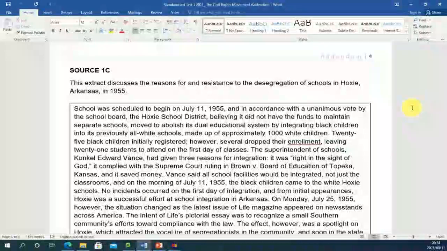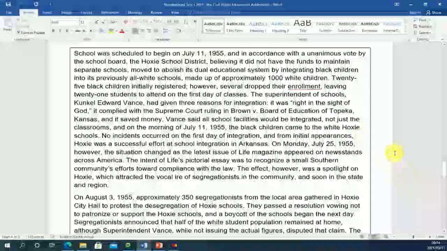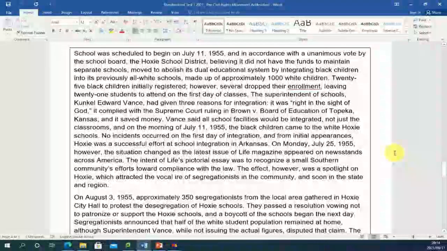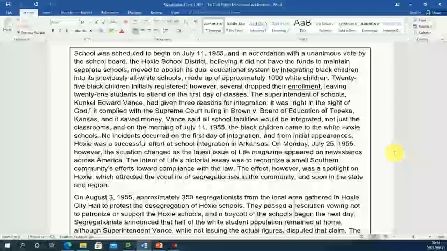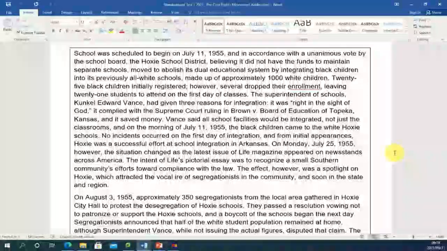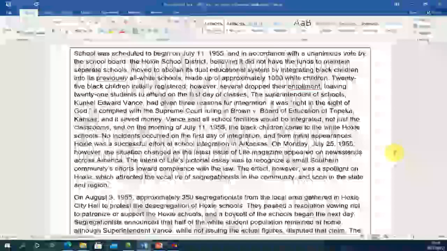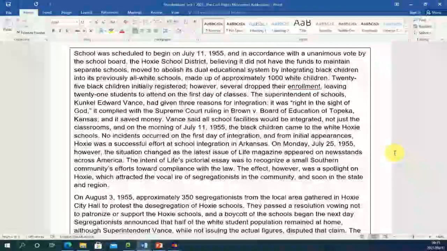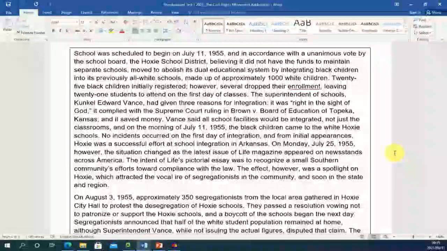Okay. So school was scheduled to begin on July 11th, 1955, and in accordance with the unanimous vote by the school board, the Hoxie School District, believing it did not have the funds to maintain separate schools, moved to abolish its dual education system by integrating black children into its previously all-white schools, made up of approximately 1,000 white children. 25 black children initially registered. However, several dropped their enrollment, leaving 21 students to attend on the first day of classes.